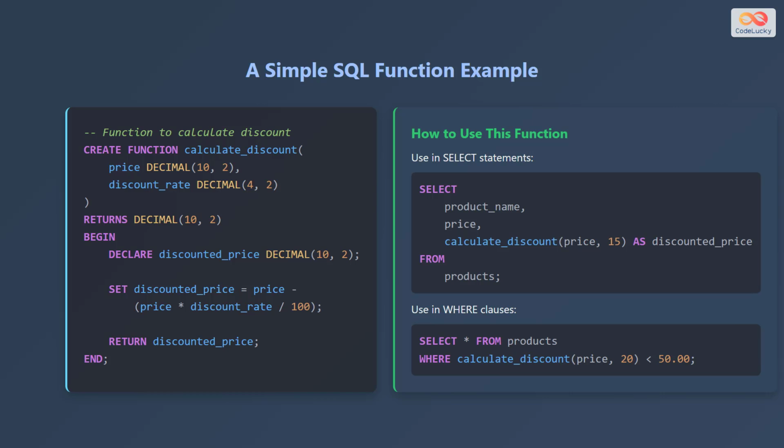Now let's see how to use this function. You can use it in select statements to calculate discounted prices for products. You can also use it in where clauses to filter products based on their discounted prices. For example, here's how you can use it in a select statement. Select product_name, price, calculate_discount(price, 15) as discounted_price from products. And here's how you can use it in a where clause. Select asterisk from products where calculate_discount(price, 20) is less than 50.00.